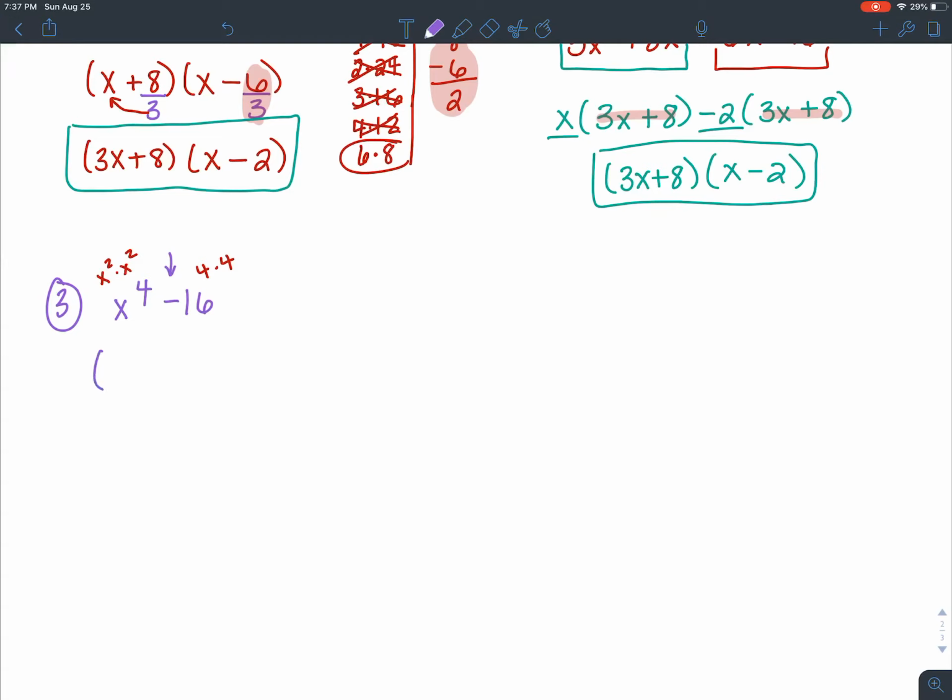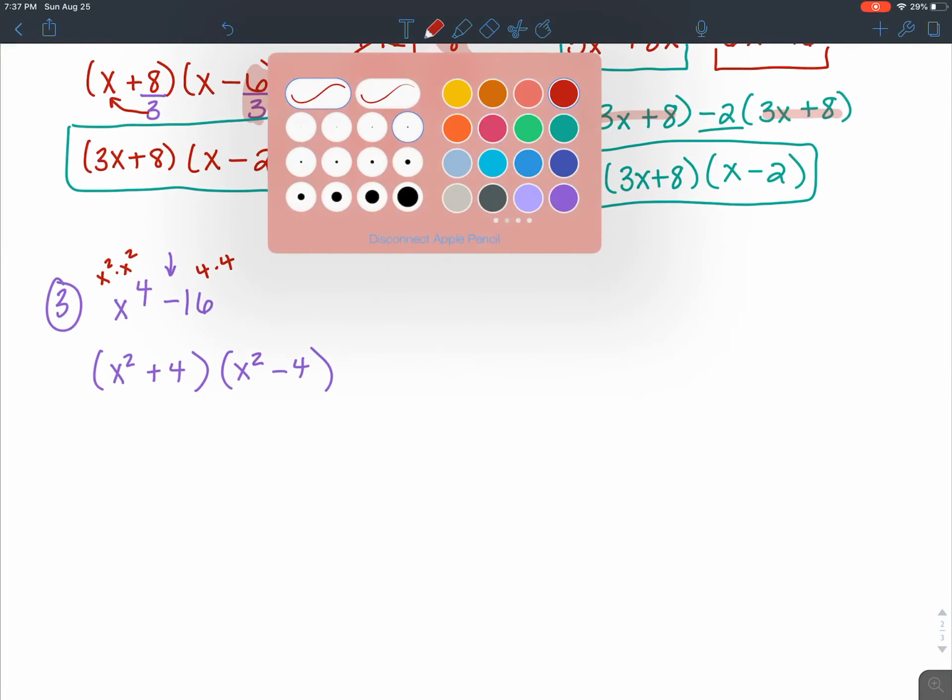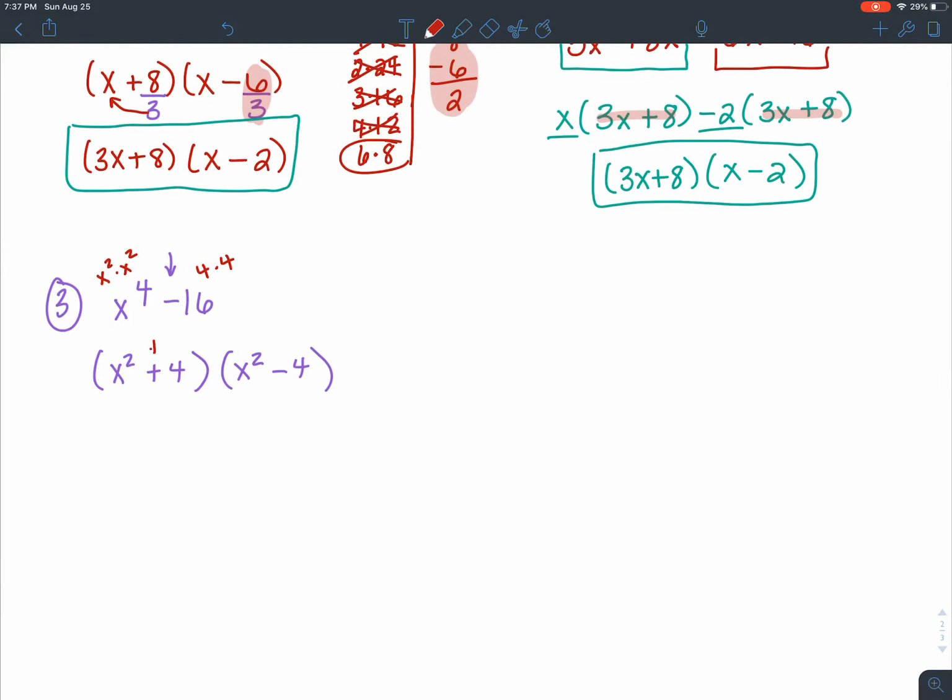So difference of 2 squares is just setting up your 2 parentheses. x squared plus 4 and x squared minus 4. Now look at these parentheses. They're all perfect squares again. This is a plus sign though, so I can't factor it. This is a minus, so I have another difference of squares because x times x and 2 times 2, and they're being subtracted, difference of squares. So I have to further factor this, x minus 2 and x plus 2. And then I have x squared plus 4.